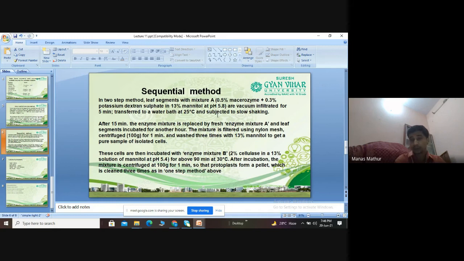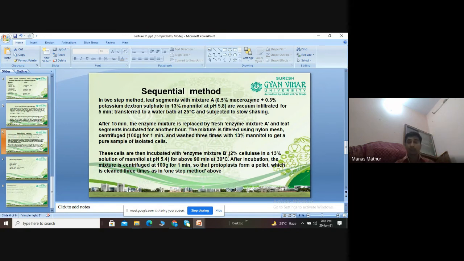They are then vacuum infiltrated for 5 minutes. After that, they are transferred to the water bath and subjected to slow shaking. In the second step, after 15 minutes, we replace the earlier enzyme with a fresh enzyme, which we call enzyme B. Again we centrifuge for 1 minute. We wash 3 times with 13% mannitol to get a pure sample of isolated cells. Finally, we incubate this protoplast with enzyme B, which contains 2% cellulase in a 30% solution of mannitol.